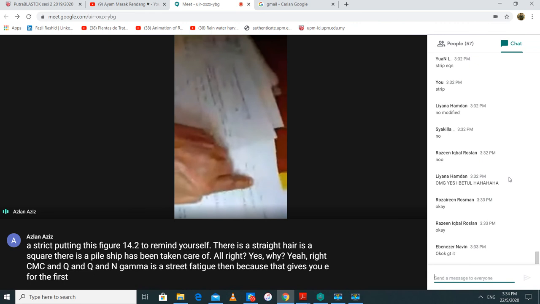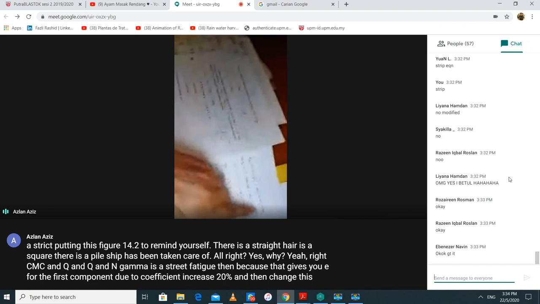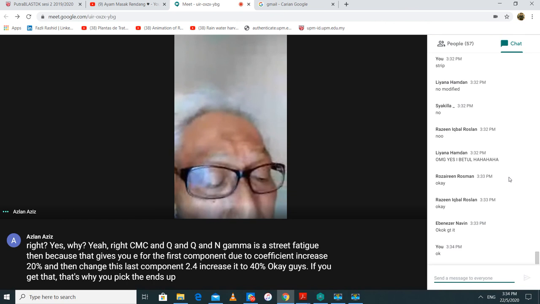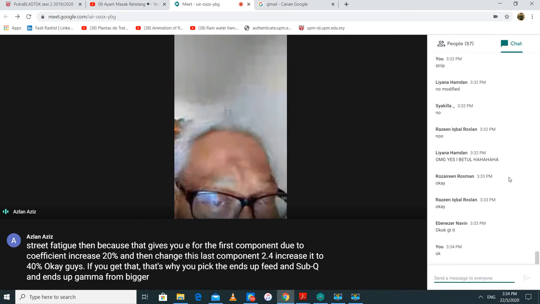Then Terzaghi says for the first component, due to cohesion, increase 20%. And then change this last component to 0.4, increase it to 40%. Okay, guys? If you get that, that's why you take the N sub C, N sub Q, and N sub gamma from figure 14.19. And then do what Terzaghi says.